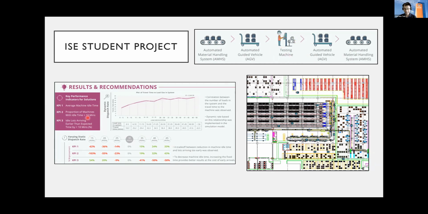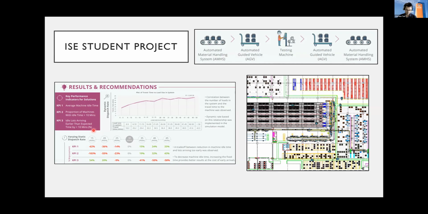But there's also the other aspect that if it arrives too early, then there are going to be other complications, such as your AGV being tied up, or too many jobs idling around this testing machine as well. That is going to be the third KPI over here: the idle lots arriving earlier than the expected time. Through a simulation, you would be able to test out the different strategies and see which one is going to be the best for the company.